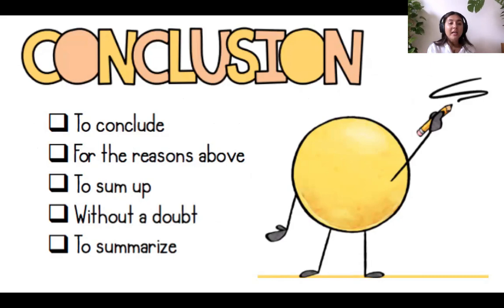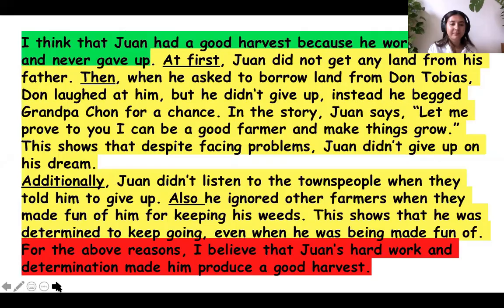So, for example, if it's in your opinion that Juan had a good harvest because he was a hard worker, you're not going to say, to conclude, Juan had a good harvest because he was a hard worker, because you've already said that. Instead, you might say something like, to conclude, I believe Juan had a great harvest because he never gave up working. So I'm saying the same thing, but wording it differently.